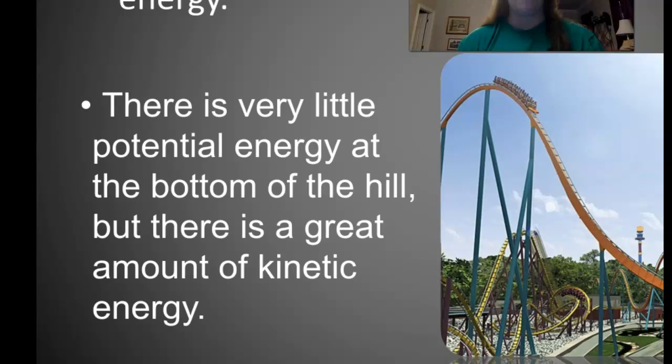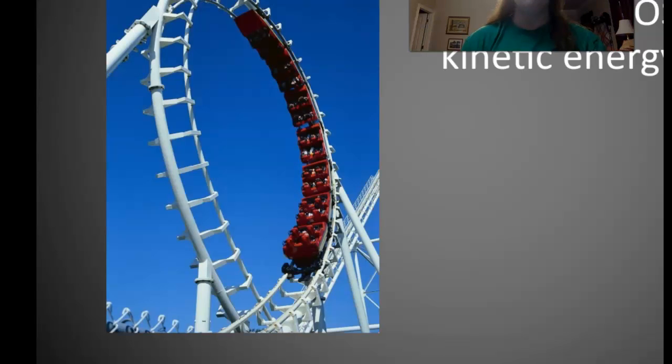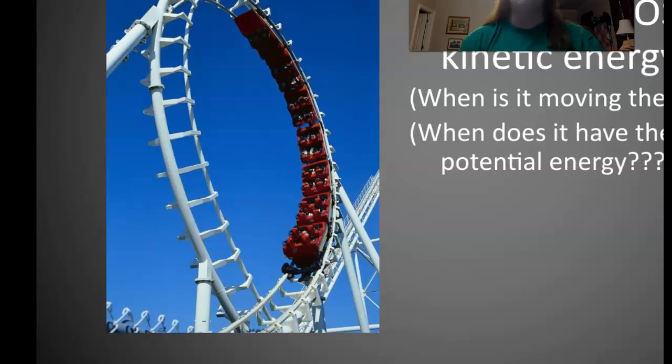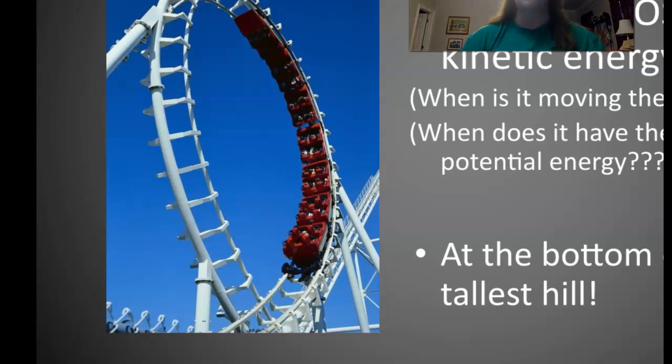As the train accelerates downhill, the potential energy is converted into kinetic energy. There is very little potential energy at the bottom of the hill, but there is a great amount of kinetic energy. When does the train on this roller coaster have the most kinetic energy? When it's moving the fastest. When does it have the least potential energy? At the bottom of the tallest hill.